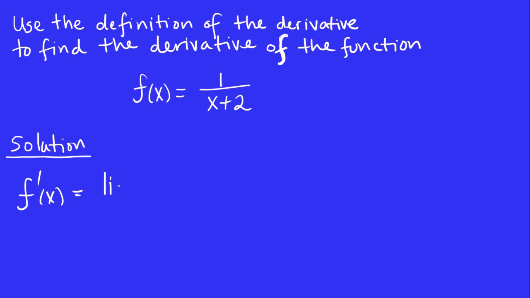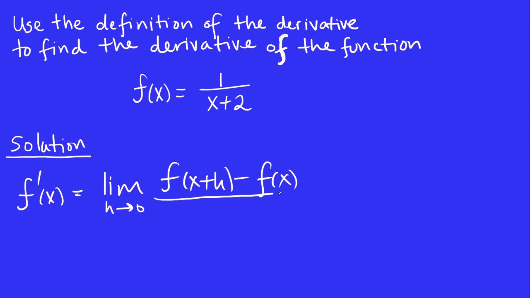It's defined as the limit as h goes to 0 of f of x plus h minus f of x all over h. So the first challenge is, what do you replace f of x plus h by? We know what to replace f of x by, right? Because f of x is 1 over x plus 2. So we're going to replace f of x by 1 over x plus 2. But how about f of x plus h? What should we put in place of that?